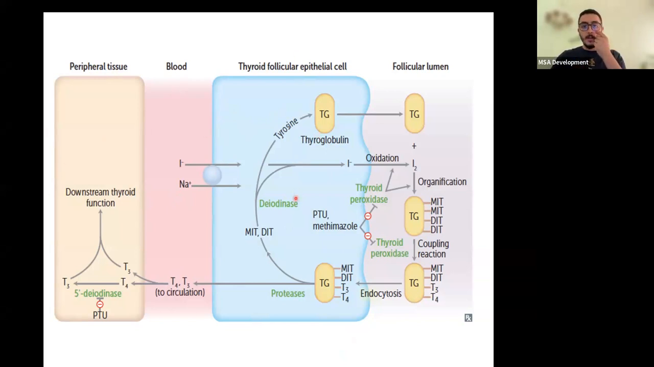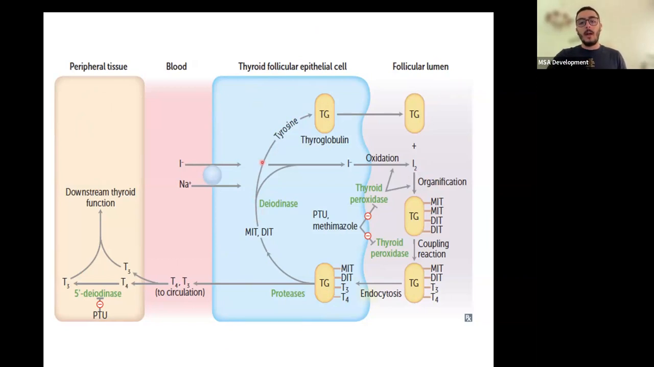This is the blood. The blue and the purple part from here up until here is the follicle. This is the follicular cell, and this is the follicular lumen or cavity. This is the blood, and this is the peripheral tissue, which is the target tissue. This could be your heart, your kidneys, or your liver. It's basically the target tissue of the thyroid hormone.